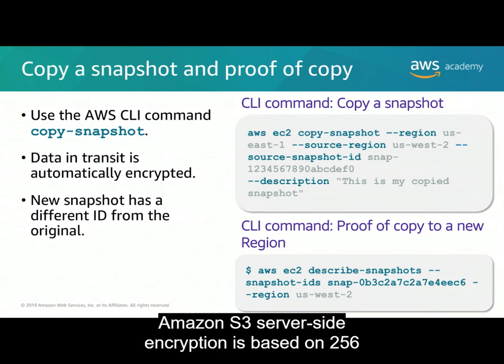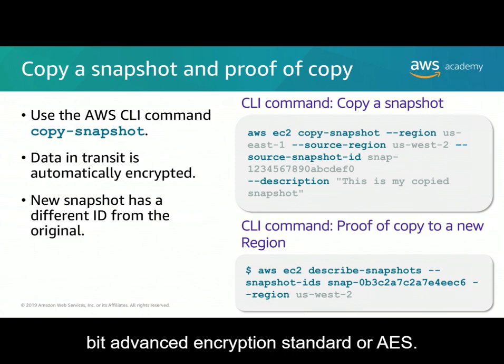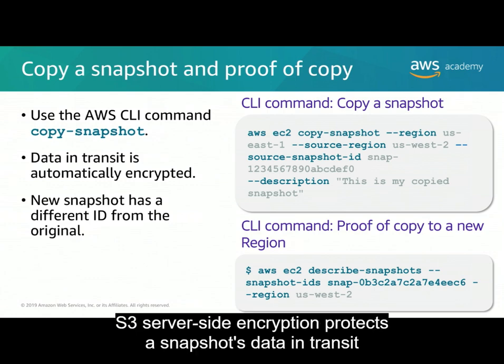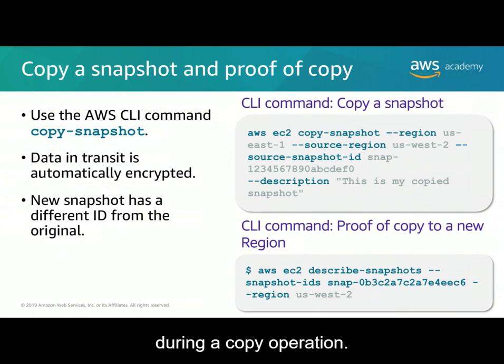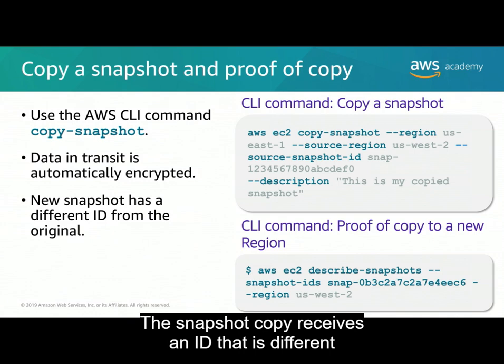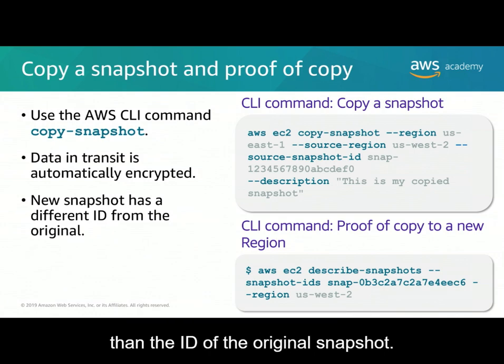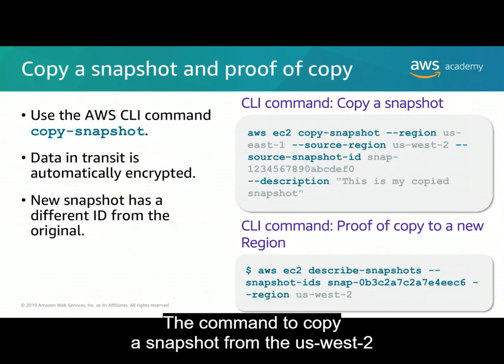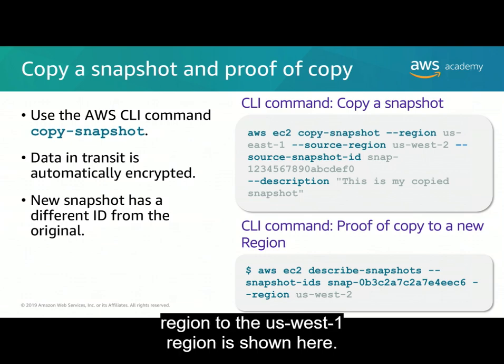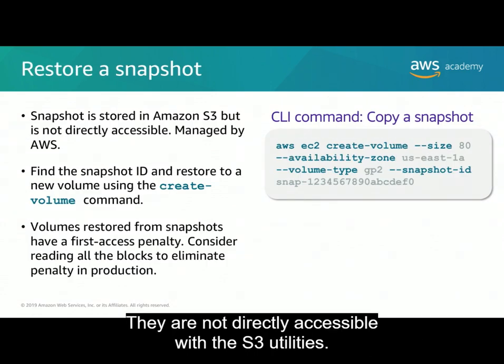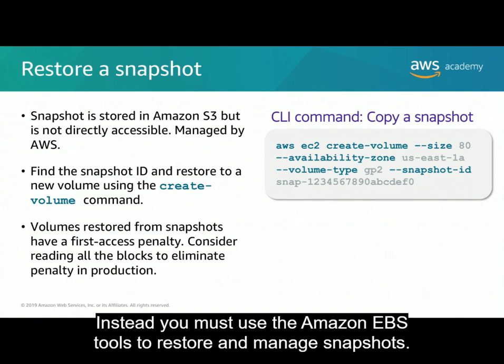Amazon S3 server-side encryption is based on 256-bit Advanced Encryption Standard, or AES. S3 server-side encryption protects a snapshot's data in transit during a copy operation. The snapshot copy receives an ID that is different than the ID of the original snapshot. The command to copy a snapshot from the US West 2 region to the US West 1 region is shown here. Though snapshots are stored in Amazon S3, they are not directly accessible with the S3 utilities. Instead, you must use the Amazon EBS tools to restore and manage snapshots.